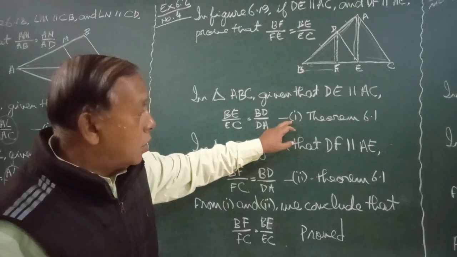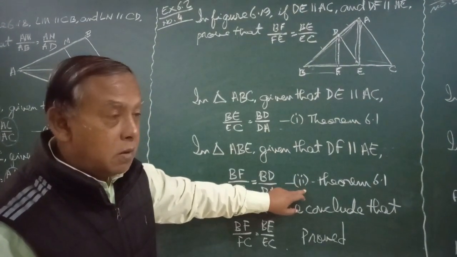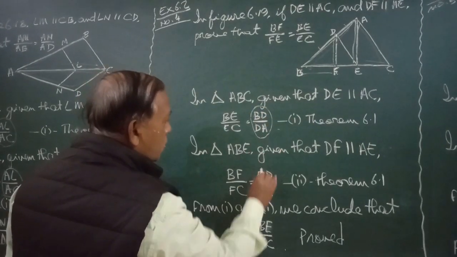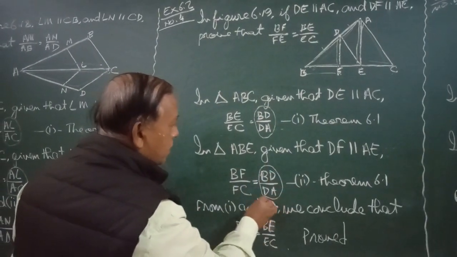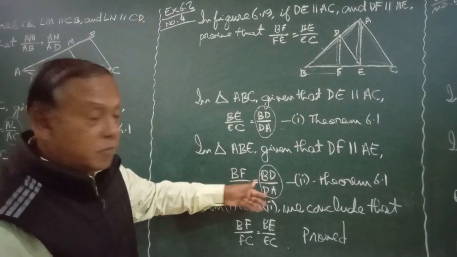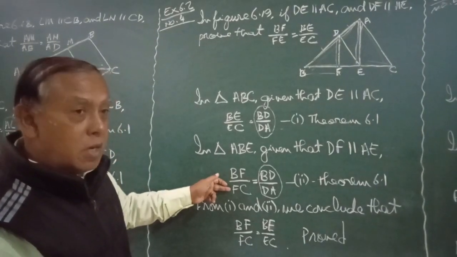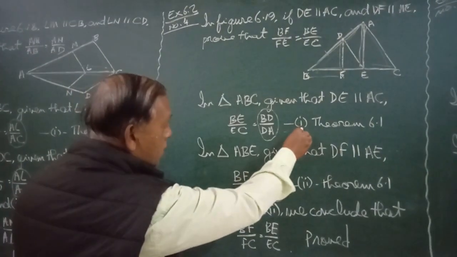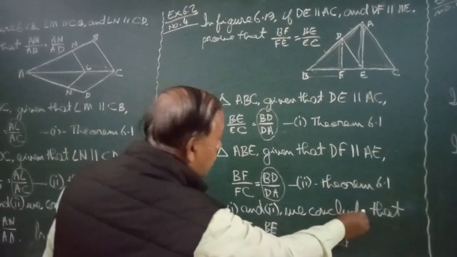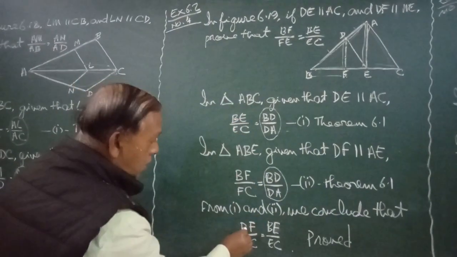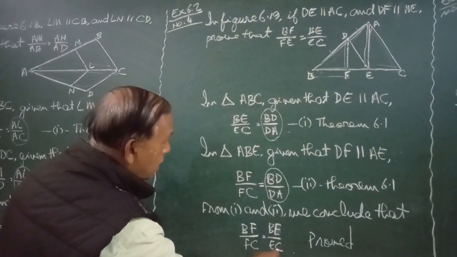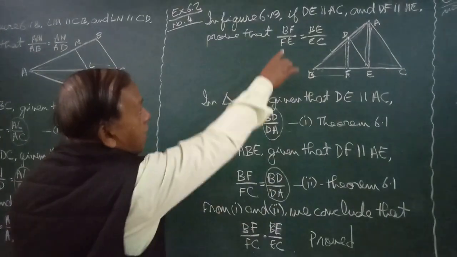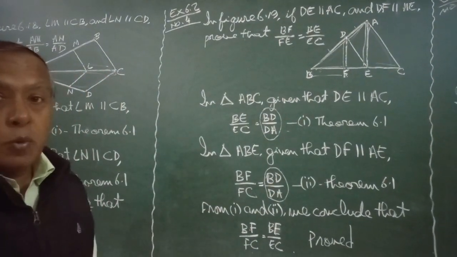So first conclusion, second conclusion. From both of these, if you watch here again, these two are common. Both are the same. Therefore, these two also have to be equal. That is what we say. From 1 and 2, we conclude BF upon FE is equal to BD upon DA, exactly what we are expected to prove.